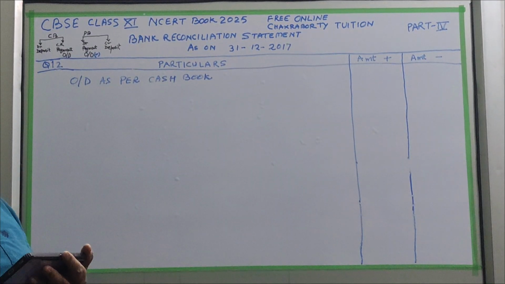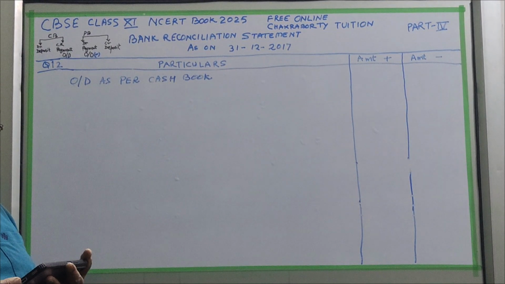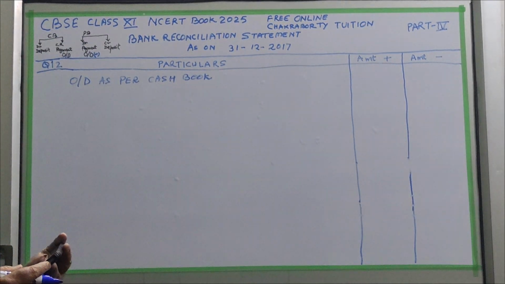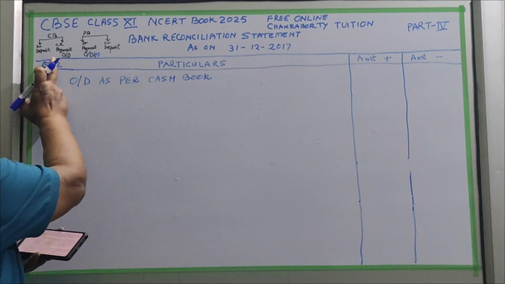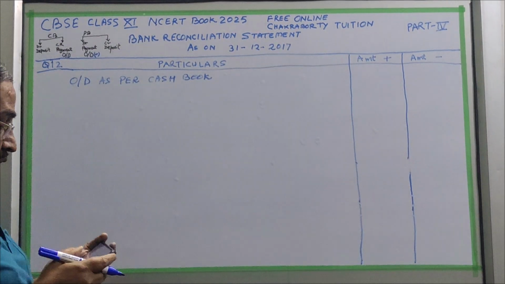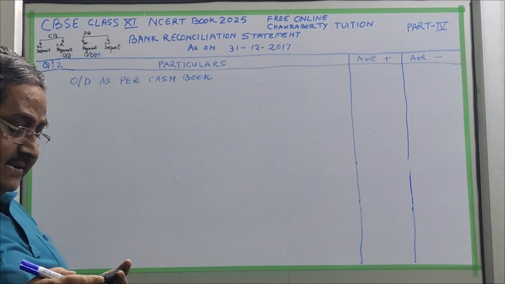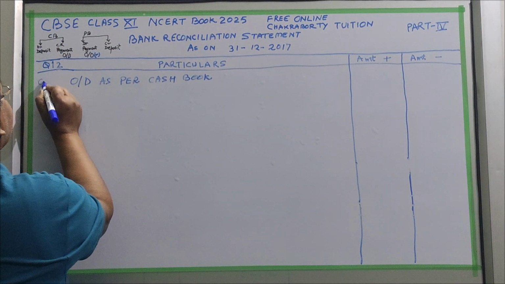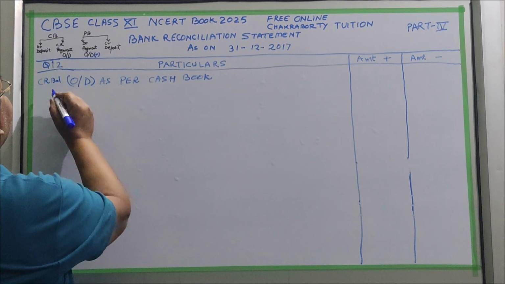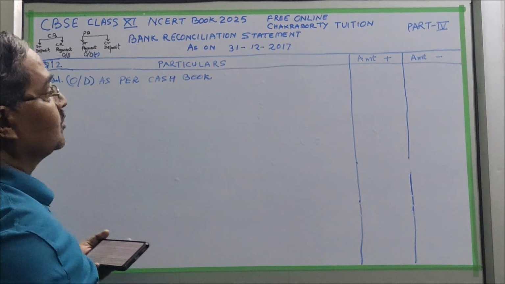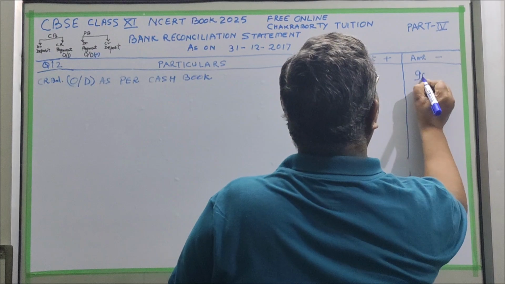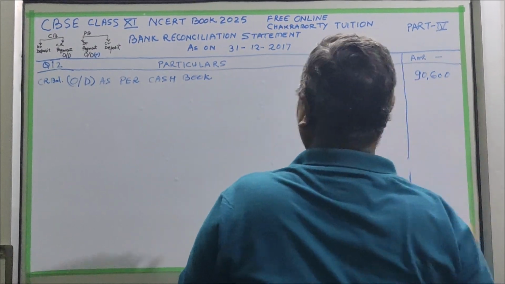Question number 12 we are going to solve. This is also OD as per cash book. Two questions we are solving as per OD in the cash book. OD or credit balance. Credit balance means it is the payment side. In the cash book, credit balance is the payment side or OD side. So here in the question it is written credit balance in the passbook. So credit balance, what will we write? OD. Credit balance as per cash book. So because it is overdraft, 90,000 will come to 90,600. 90,600 will come to this side.